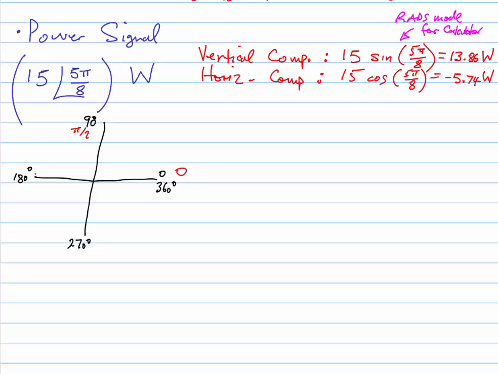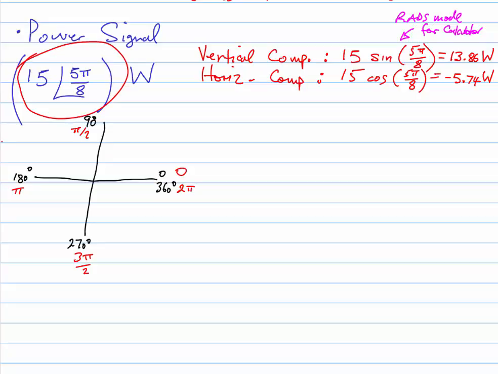180 degrees we know is pi. 270 degrees it's going to be 3 pi divided by 2. And 360 degrees is 2 pi. And 2 pi is the same as 0 for a sine wave in terms of what its height actually is at those 2 points.